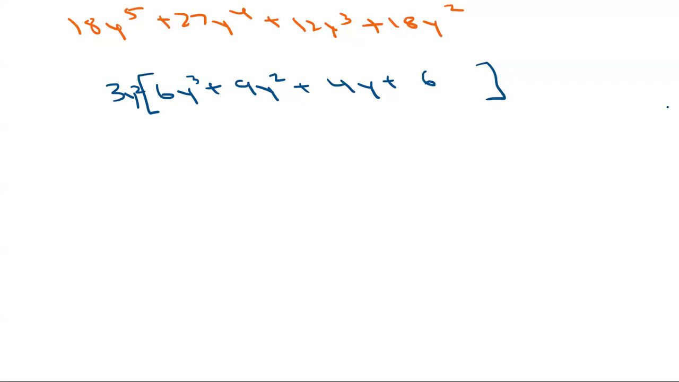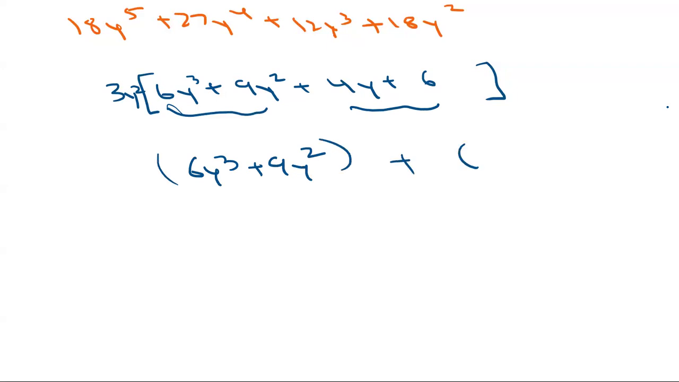All right. And now we can do some factor by grouping here. So I still got 3y squared in the front there. I'll leave that alone. But I can group these guys together and then group these guys together. So we have 6y cubed plus 9y squared plus 4y plus 6. Okay. Now I go here again.